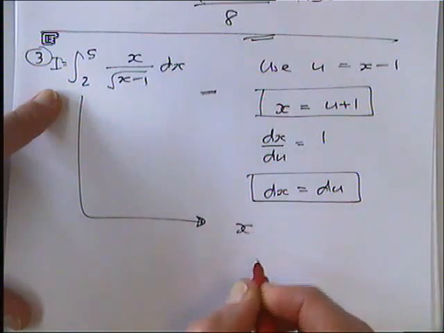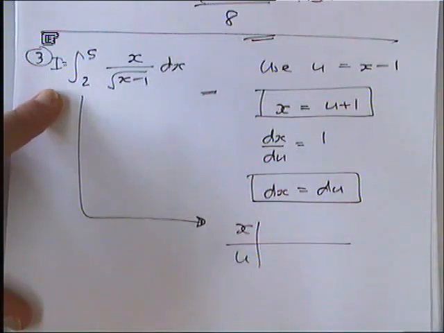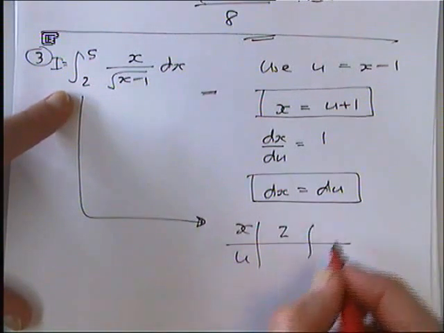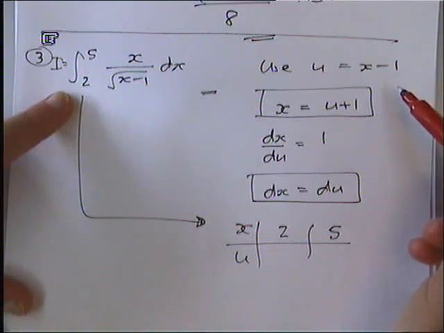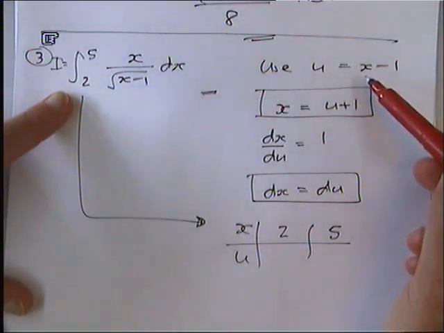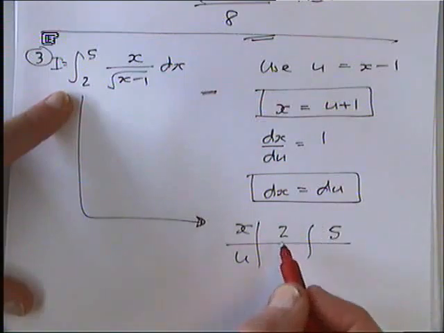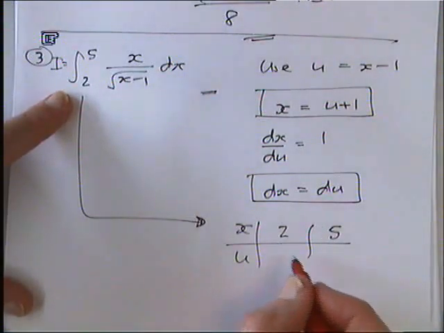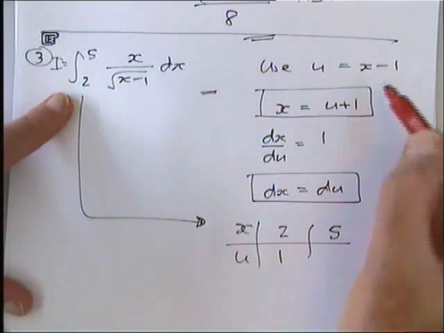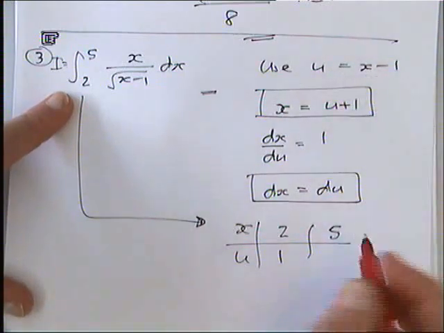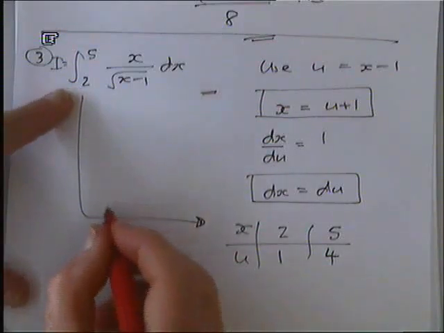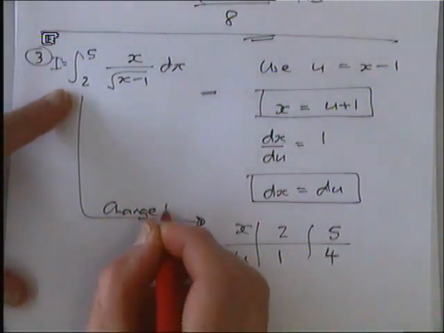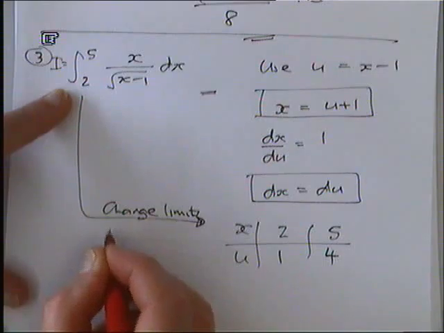I've got to change x numbers into u numbers. I've got to change x equals 2 and x equals 5 into u numbers. How do I do it? Well, I know here's the relationship: u is equal to x minus 1. So if x is 2, u is equal to 2 minus 1. And if x is 5, u is equal to 5 minus 1. So I've got to change my limits into u numbers.